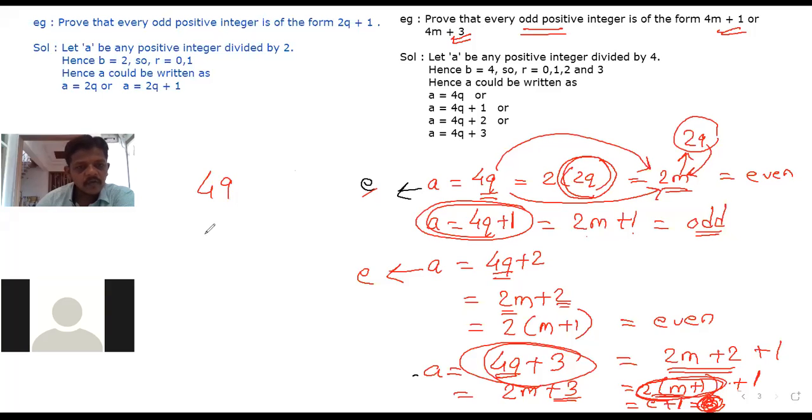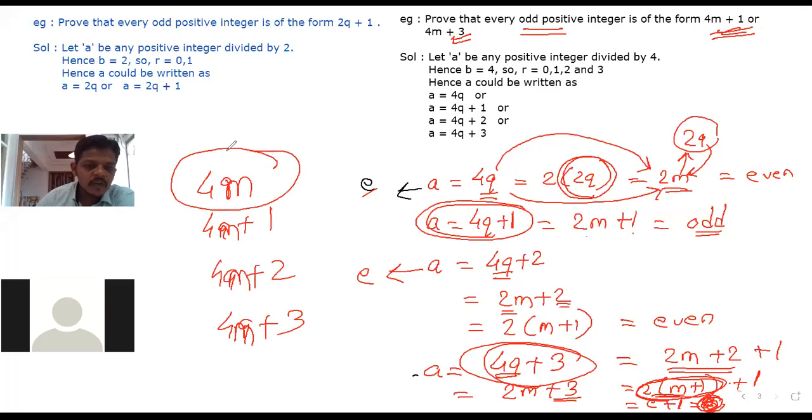Don't get confused; I'll tell you a simple thing. If you divide by 4, how many cases will you get? 4. Which are those cases? 4q, 4q plus 1, 4q plus 2, 4q plus 3. If I keep it simple, or I could have directly written it as 4m, because they are asking for the form 4m: 4m, 4m plus 1, 4m plus 2, and 4m plus 3.